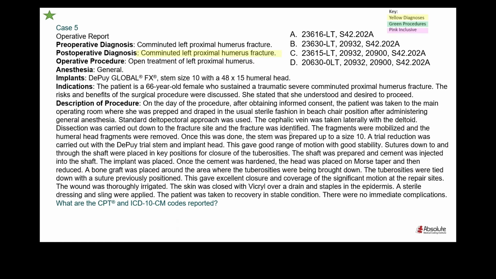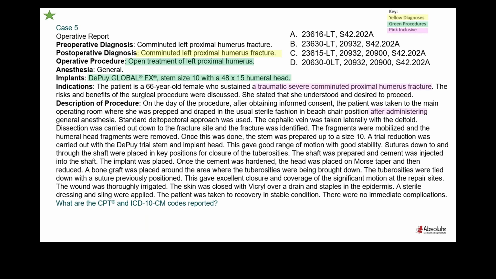We have preoperative and postoperative diagnosis, both are the same: a comminuted left proximal humerus fracture, and an open treatment of left proximal humerus performed. A Depuy Global Fracture stem, size 10, with a 48 by 15 humeral head. That is the implant which was used for this surgery.